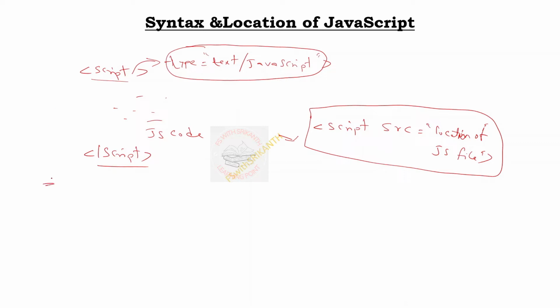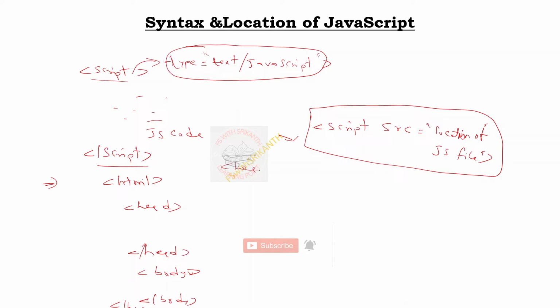Where do we place it? Suppose this is our HTML code, with a head tag and a body tag. You may place the script in between the head tag, in between the body tag, or in between the head and body tags. In head you may place it at any location, and in body you may place it at any location. Let me check how we implement this.